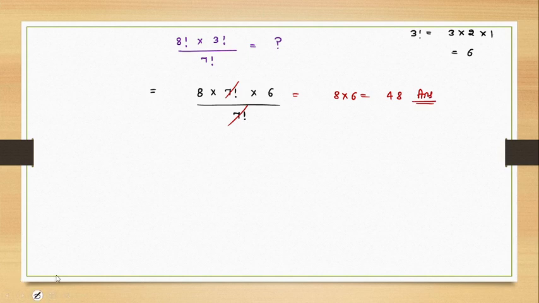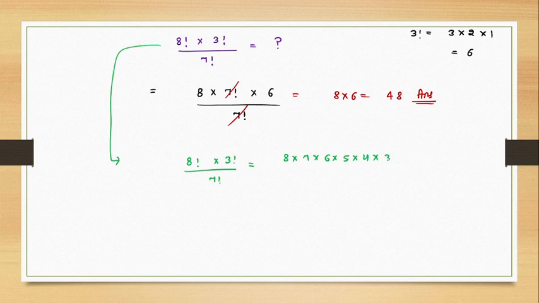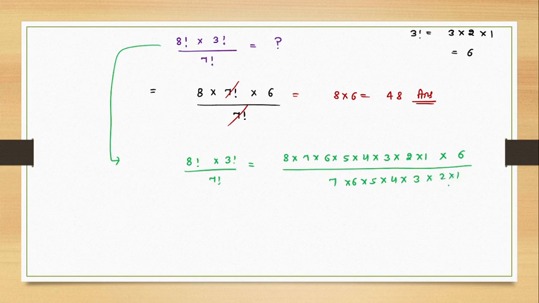But another student will solve this expression like this: 8 factorial into 3 factorial divided by 7 factorial. He would write 8 factorial as 8, 7, 6, 5, 4, 3, 2 and 1, and 3 factorial means 6, and he would write 7 factorial as 7, 6, 5, 4, 3, 2, 1. So just tell me what will be your answer.